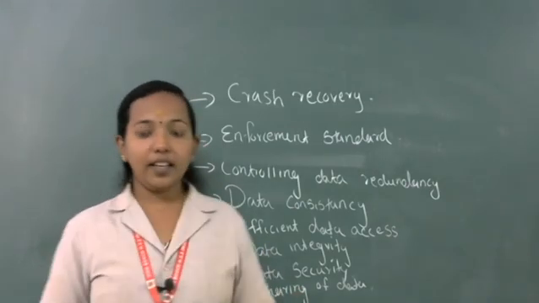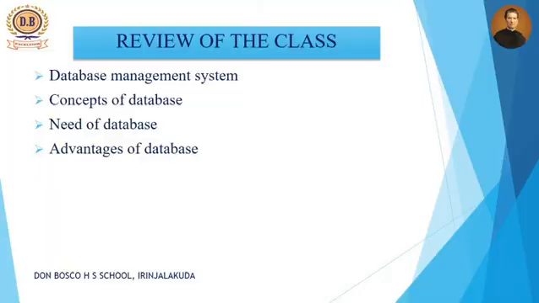Okay, so I think it is clear. So again we will revise the topics that we studied. What is meant by database management system? Database is an organized collection of interrelated data with minimum redundancy. Then the concept of database: for what purpose are we using a database? Then the need of database: why do we require a database? And after that, advantages of database.